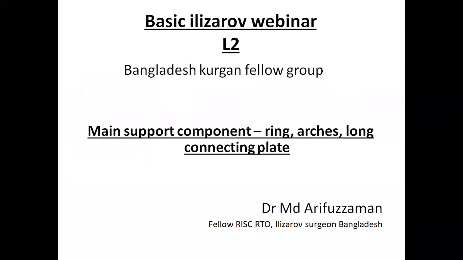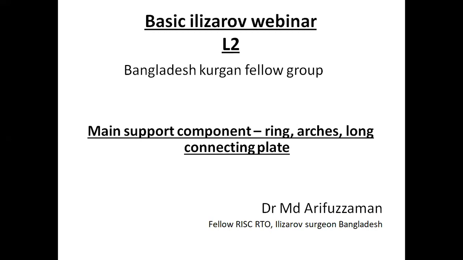Before going to my presentation, I want to tell you that the session is divided into two parts. First part is the very basic component like the ring, arches, and long connecting plate, and second part is some applied science related to these rings and connecting plates, by which you can make comfort in your operation. You can decrease your human effort and assistance from the OT environment and have a good helping OT condition with the support. I will emphasize these things in the later half of my presentation.